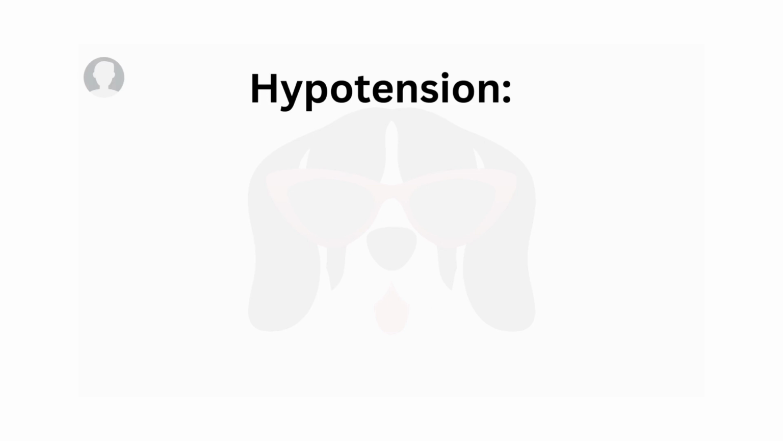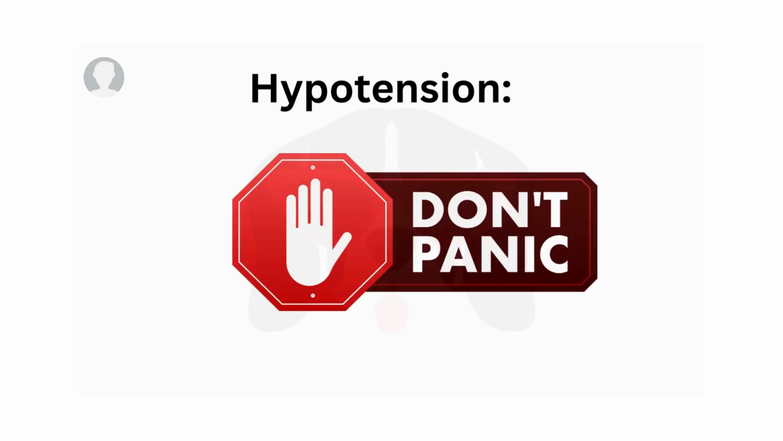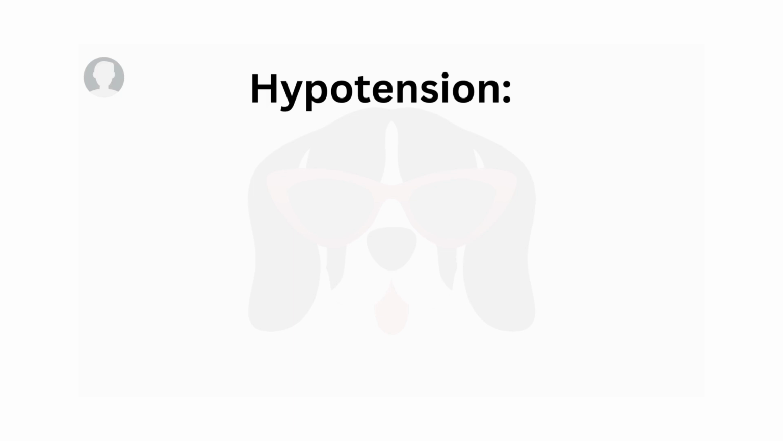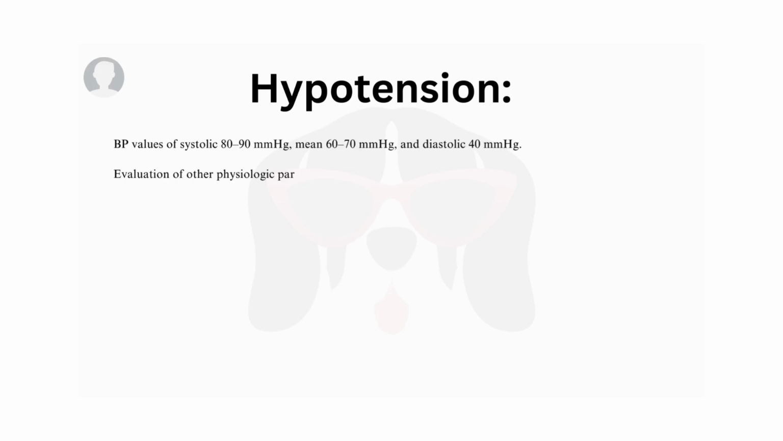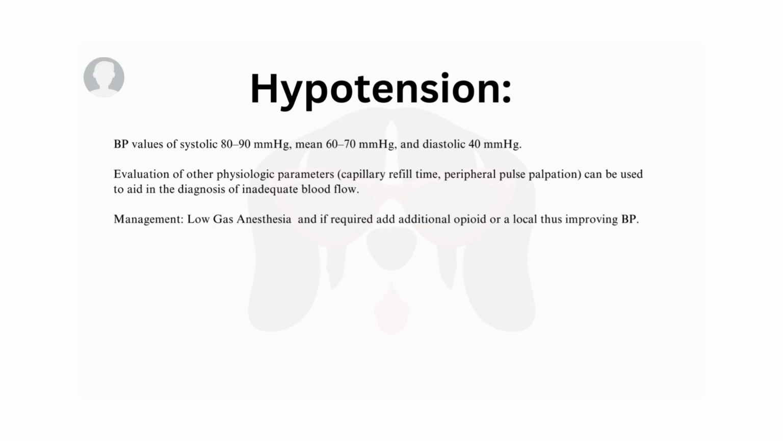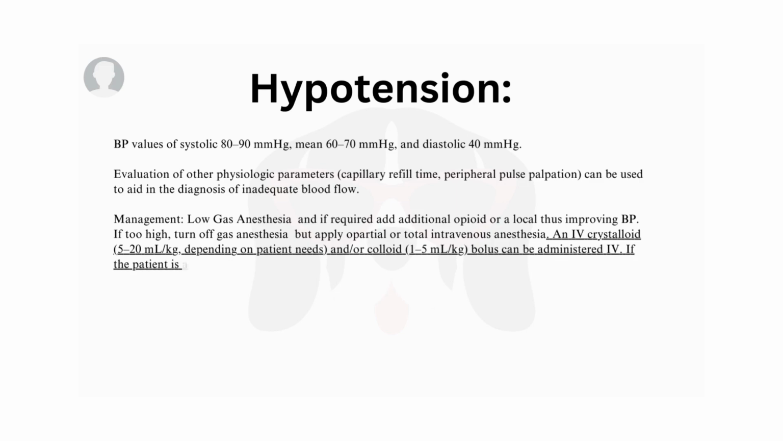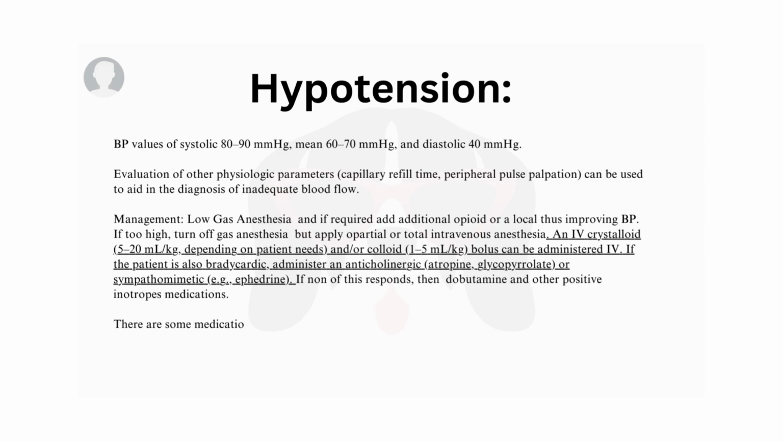Hypotension. This is one of the most common complications that you're going to be faced with. So do not panic. Think about it. What would you do? Hypotension is when your blood pressure falls for systolic between 80 to 90 millimeters of mercury, for the diastolic below 40 millimeters of mercury, and your mean is below 60 to 70 millimeters of mercury.